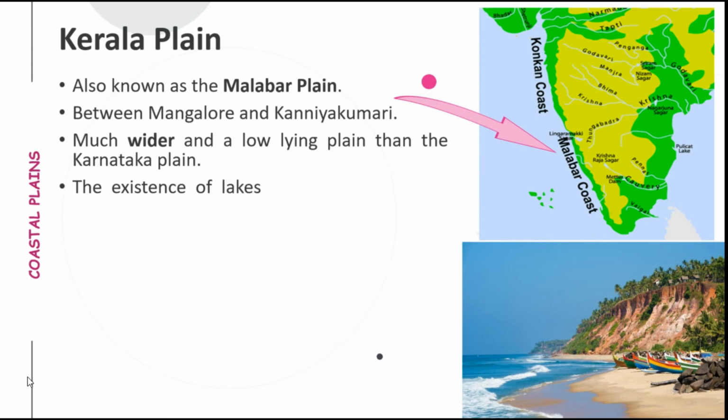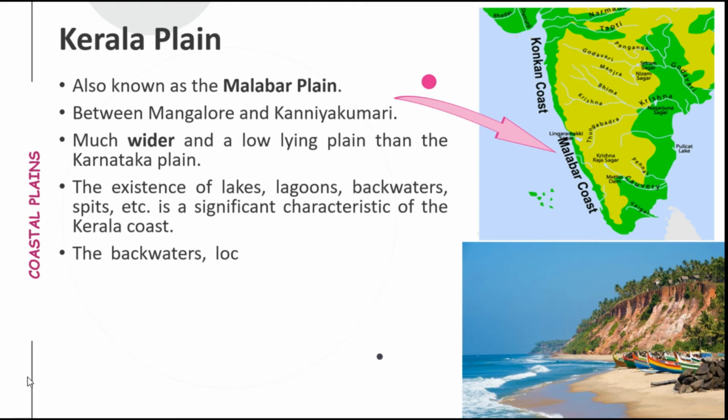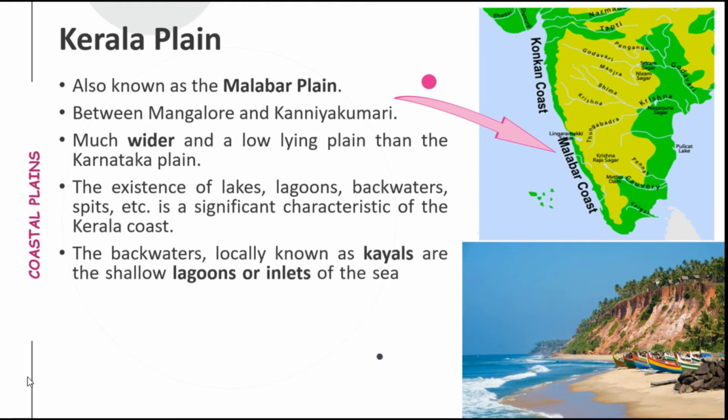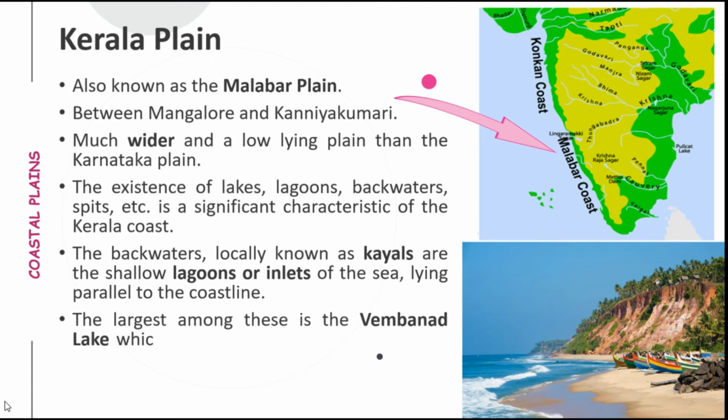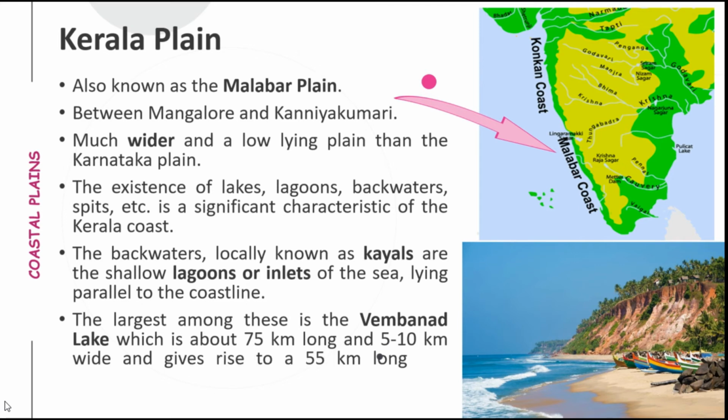The existence of lakes, lagoons, backwaters, spits, etc. is a significant characteristic of the Kerala coast. The backwaters, locally known as kayals, are the shallow lagoons or inlets of the sea lying parallel to the coastline. The largest among these is the Vembanad Lake, which is about 75 km long and 5 to 10 km wide and gives rise to a 55 km long spit.